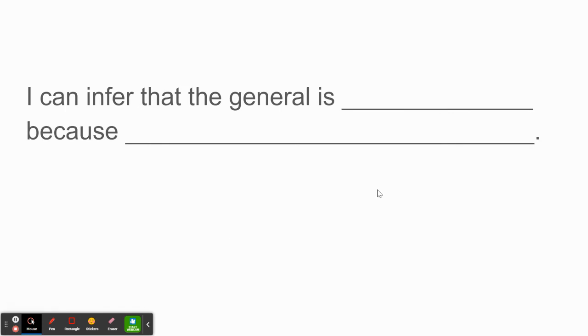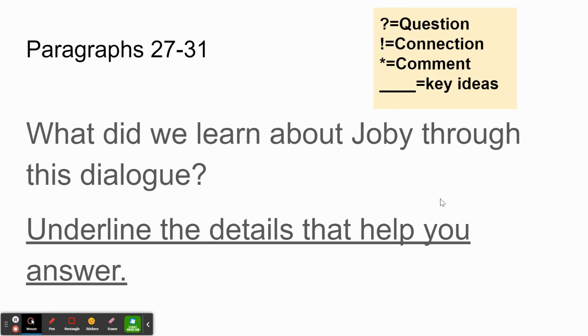Okay, after you have talked about this, how you would fill this in with your partner, go ahead and type in your answer now. I can infer that the general is, you're going to put an adjective there, because, and then what did the text say that makes you think that?